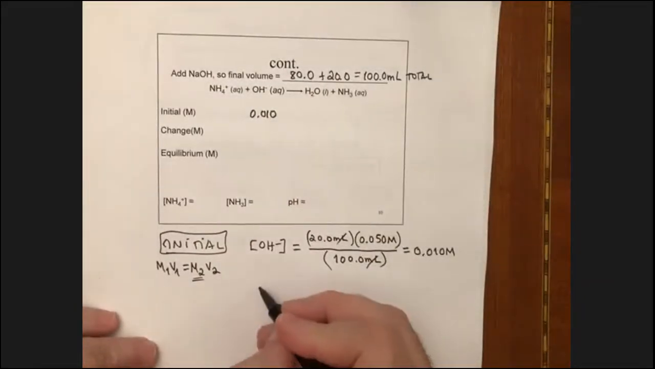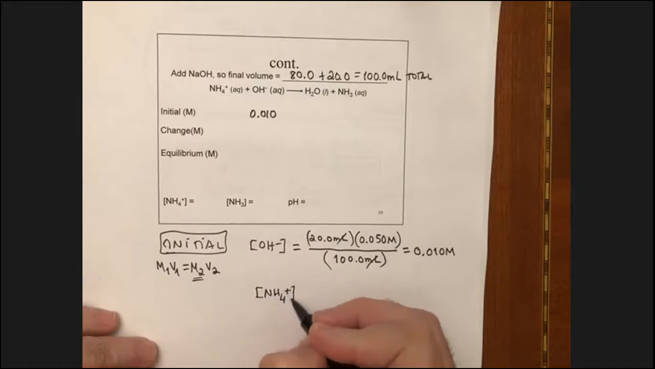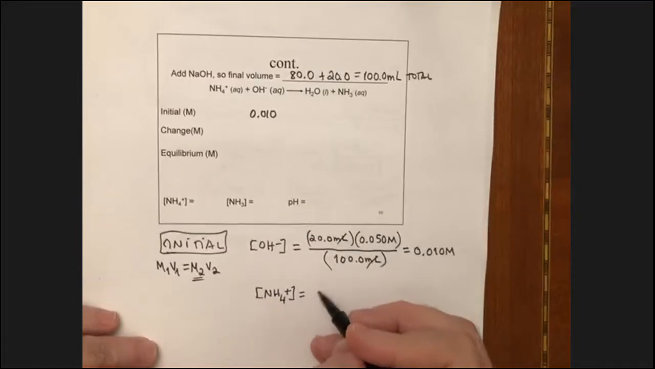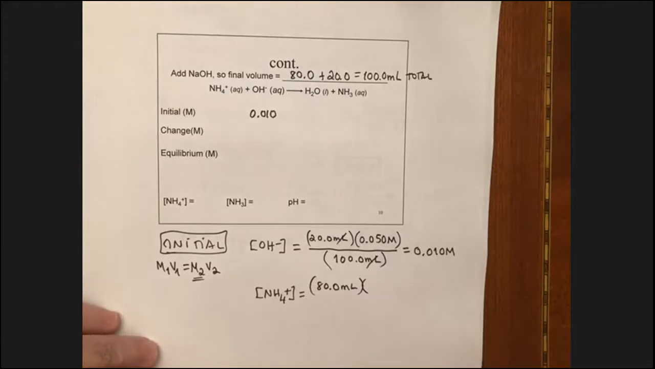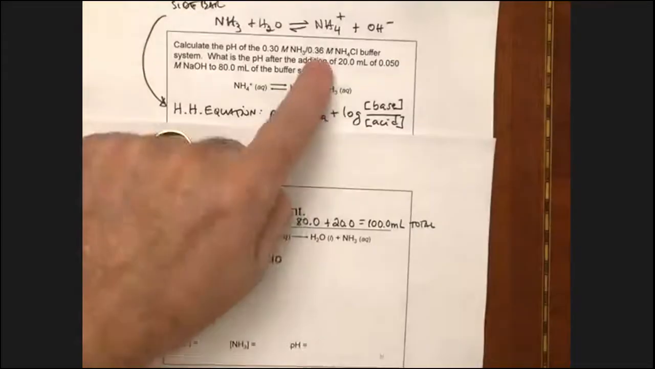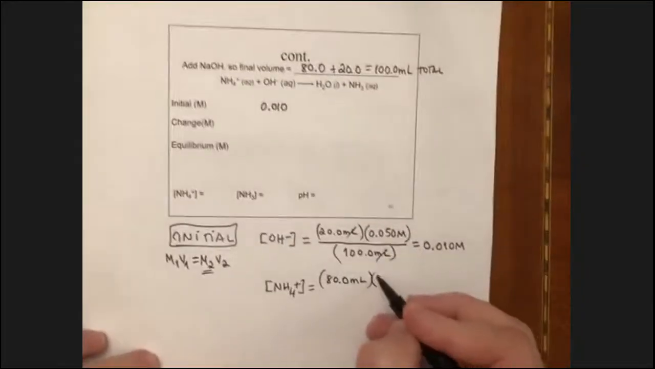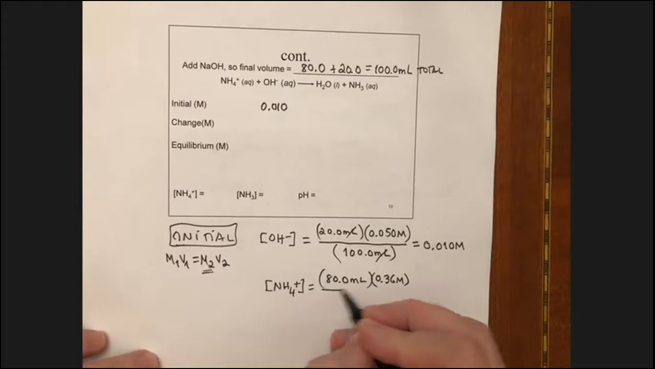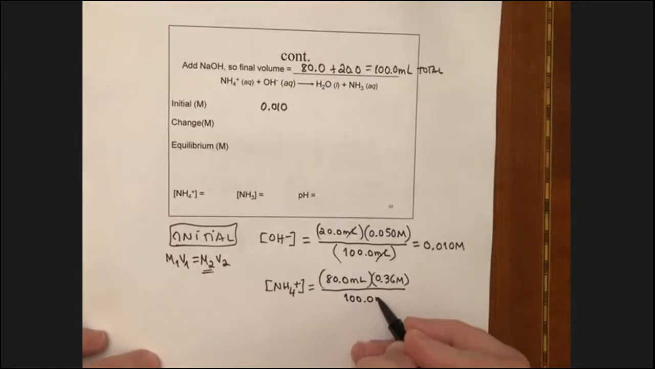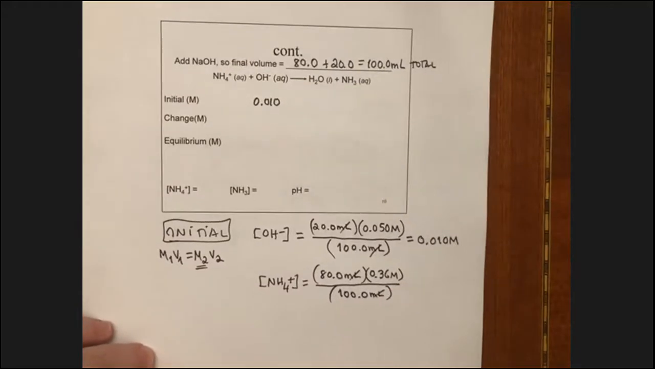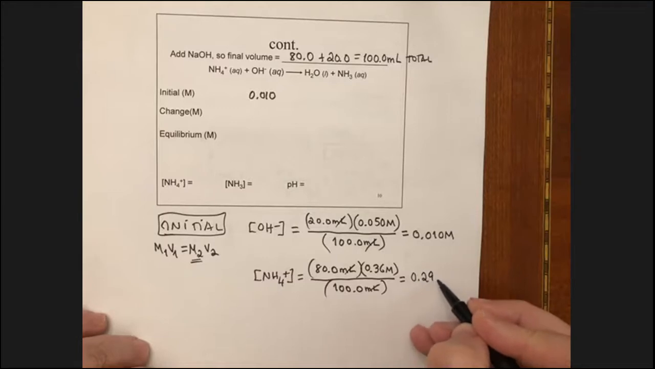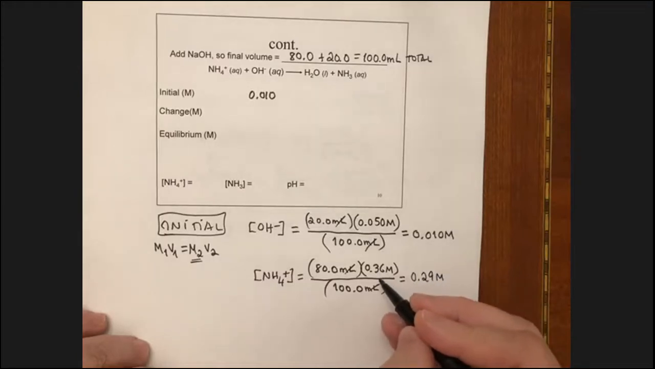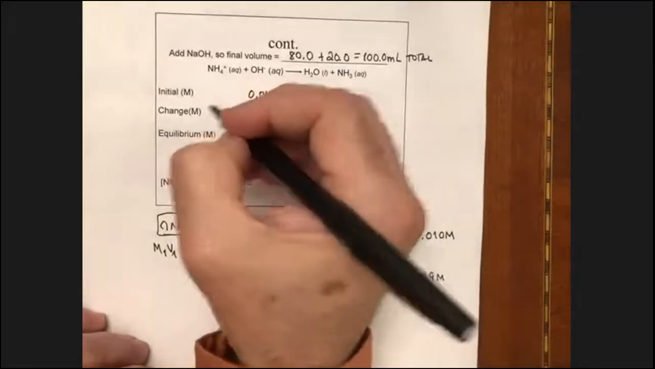Okay, let's see what our ammonium concentration is at the start. There's 80 milliliters of buffer. Remember the ammonium concentration was 0.36, and I have a final volume of 100 milliliters. The milliliters cancel out, and after rounding it's going to drop to 0.29. If you decide to round it to 0.30, that's fine. So I'm going to put this at 0.29.